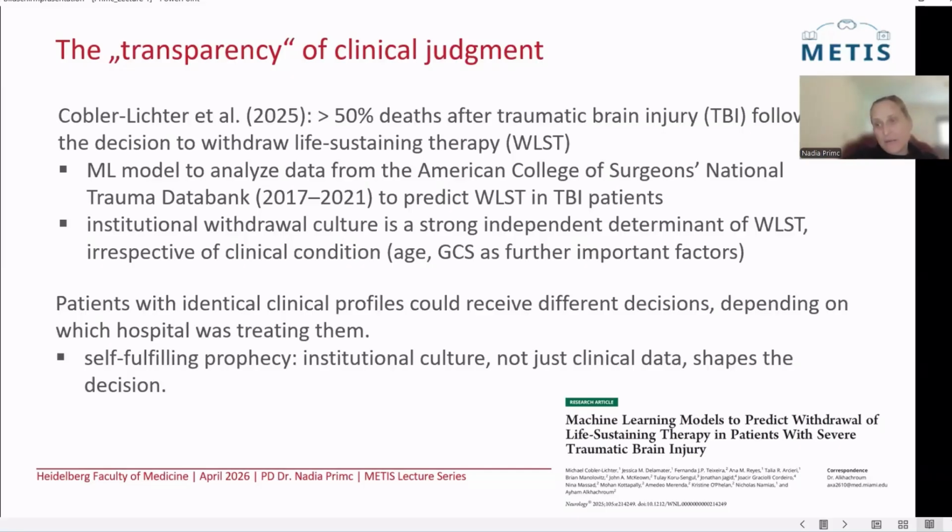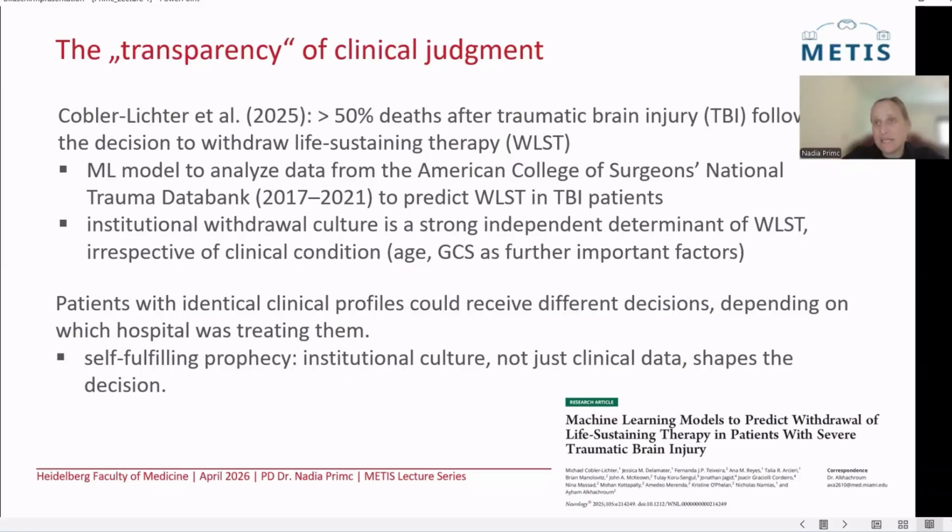And in that context, I would like to point out a very interesting study. That's the study by Kobler-Richter and colleagues. You find it here again on the right bottom of my slide. They published a study in which they examined decisions to withdraw life-sustaining treatment in patients with severe traumatic brain injury, so patients like the one in our opening case.